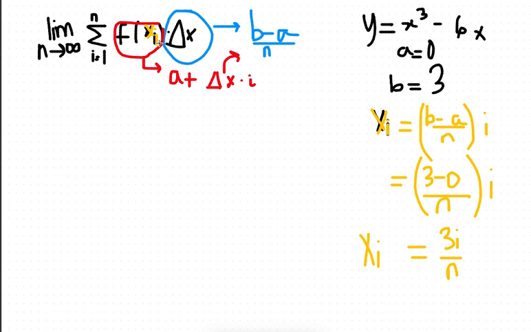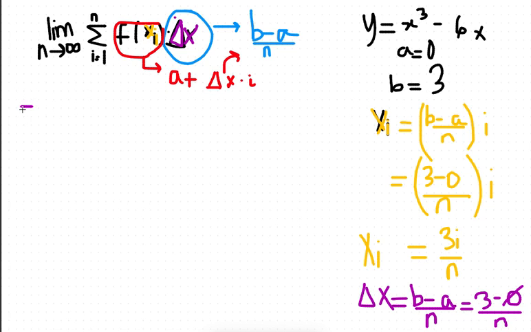So when we do f at x sub i, we will sub 3i over n into our function anywhere there's an x. Now we're going to calculate delta x. We already did that, but I'll do it again over here. Delta x, remember, was b minus a over n. Normally you should just calculate delta x first. So you have 3 minus 0 divided by n, which is just 3 over n.